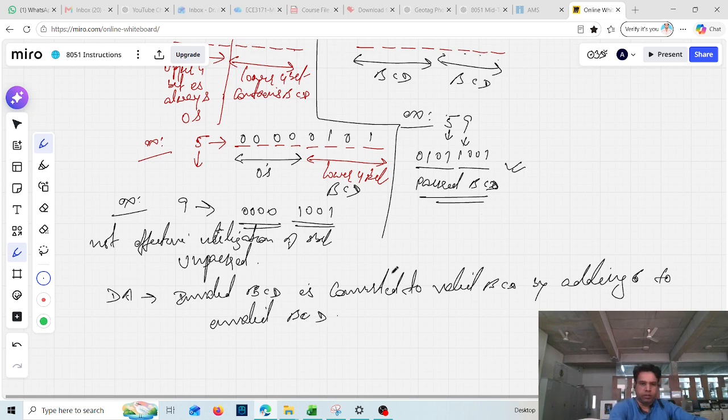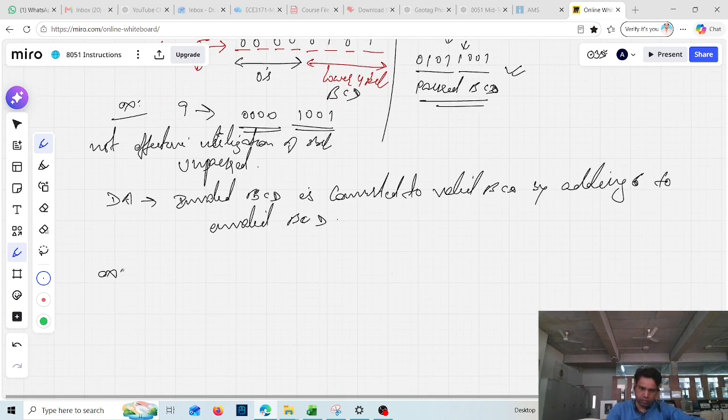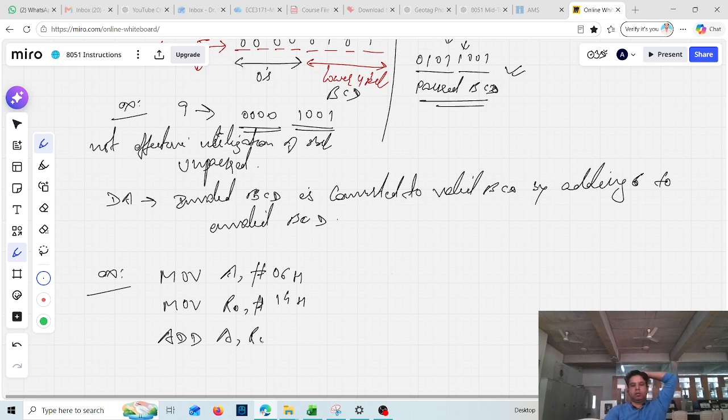So for example, let us try to understand this one. Suppose this instruction moves A with 6, and I will move R0 with 4, taking this as hexadecimal. Now see what is going to happen. I am supposed to write ADD A, R0. We have not discussed this add instruction yet, but the meaning of this instruction is that the value of A will be added to the value of R0. It is A plus R0, and the sum will be placed in A. We are going to study this very soon.